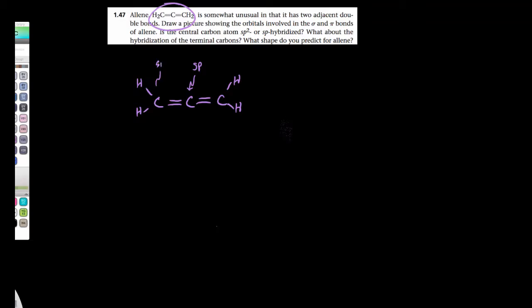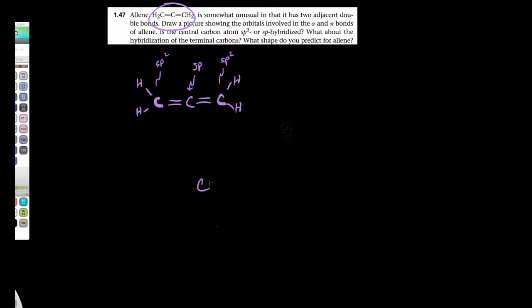these are sp2 hybridized. So we can tell because this carbon has three things attached, 1, 2, 3. The central carbon has two things attached, 1 and 2, so it's sp hybridized. And then this one also has three things attached, so it's sp2 hybridized. Now, let's just start in the middle.